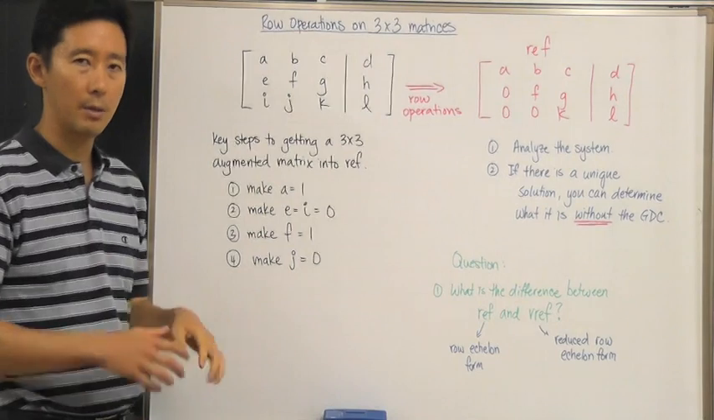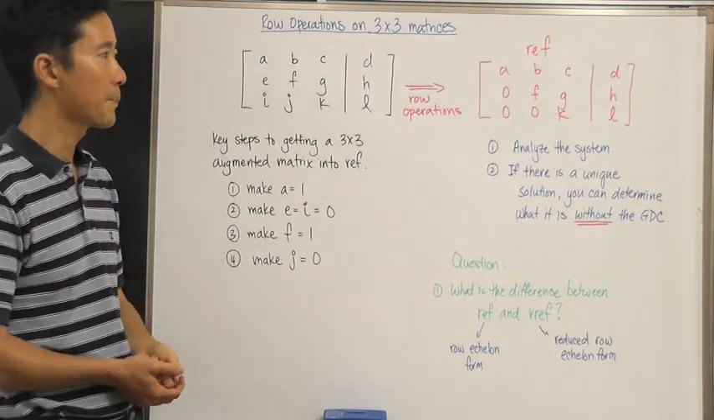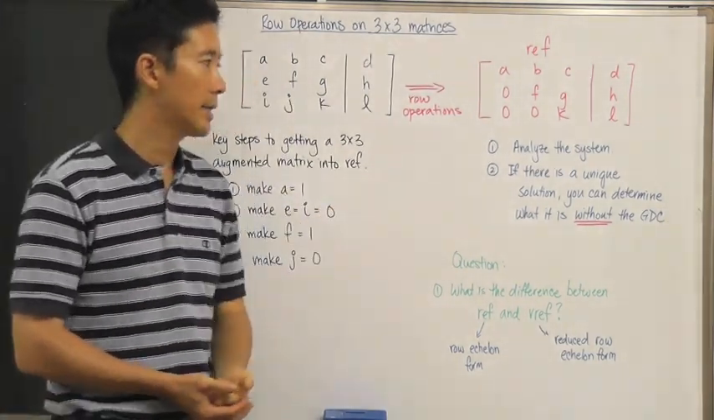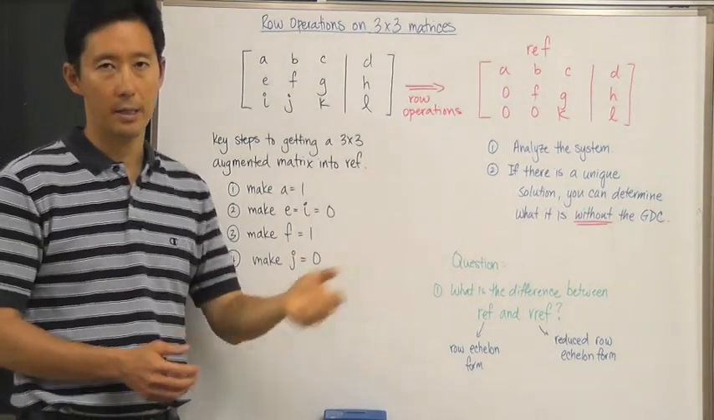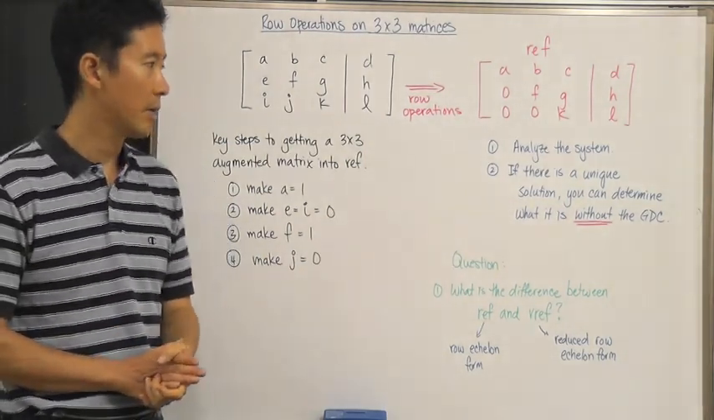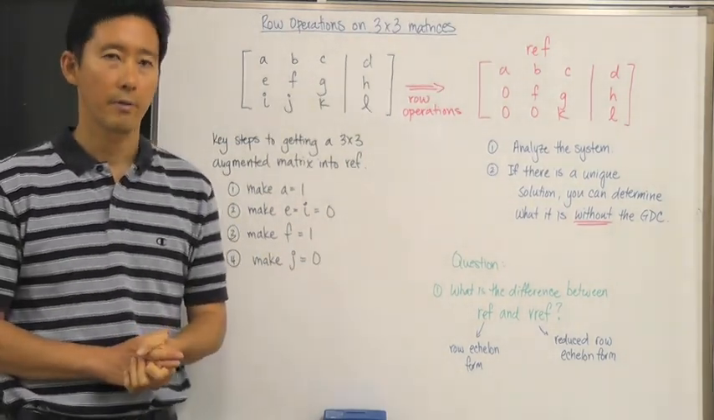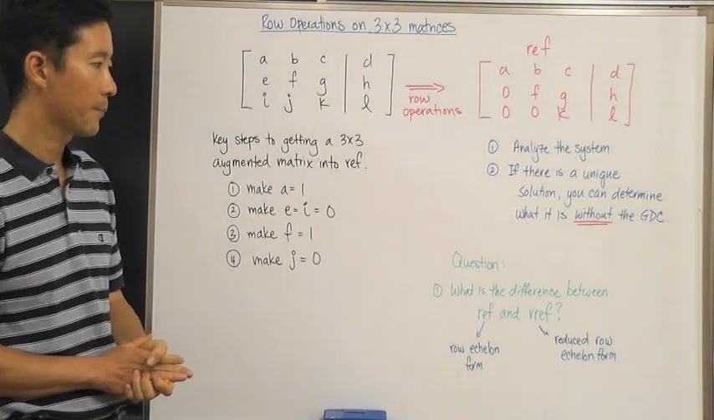Okay? So the process of getting a 3x3 augmented matrix into its row echelon form is a little more complicated, but the process is still very much the same. It's going to allow us to analyze the system, and this time, if we can solve for a unique solution, we can do it without the graphing display calculator.